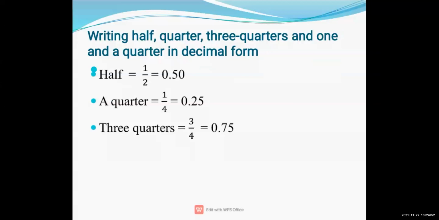But how are we going to write that half in decimal form? That is 0.5. Half means आधा. आधा means कितना होता है? 100 is there. 100 का half कितना होता है? 50. So here half is 0.50. This is the decimal form of writing half.